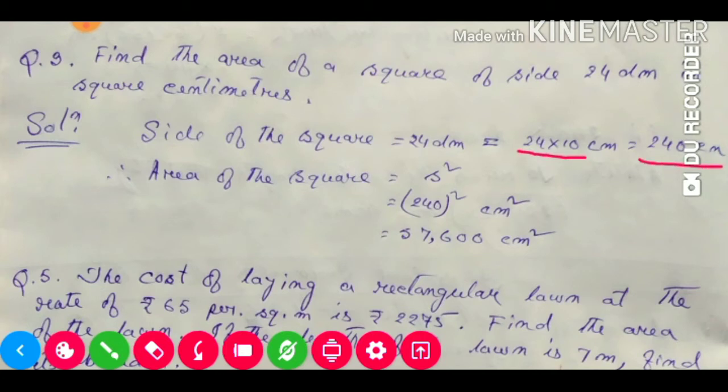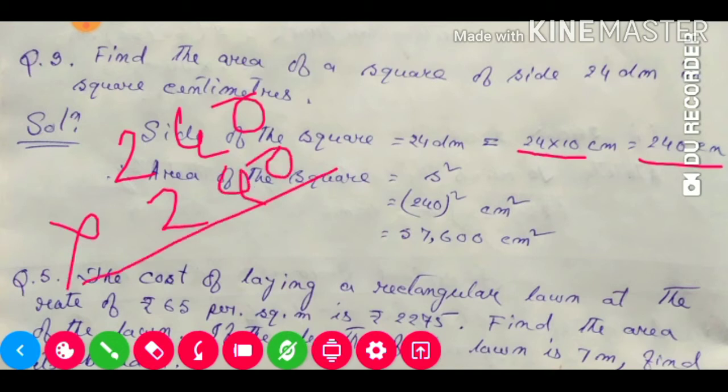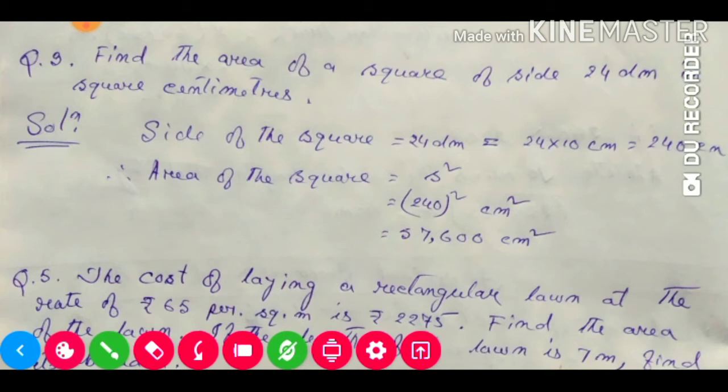Now the area of the square is equal to side square. We know this according to our formula. So here side is equal to 240. So 240 square will be centimeter square. So 240 into 240. Multiplication is very easy. 0 into 0, then 4 0 4, 4 4 16, 4 into 2 is 8 plus 1, 9. Multiplying like this, you will get 57,600 centimeter square. Now question number 5.